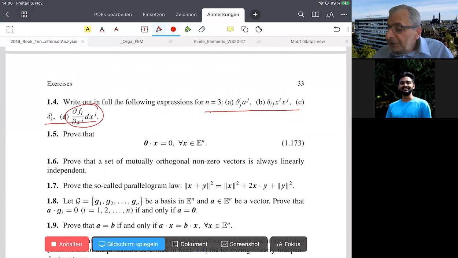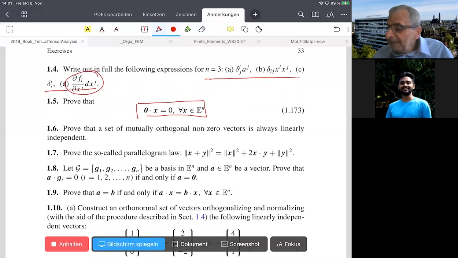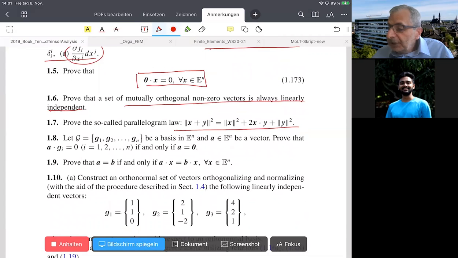We also discussed the scalar product with the zero vector. Prove that a set of mutually orthogonal non-zero vectors is always linearly independent. This is very important, because as a result of the Gram-Schmidt procedure we got orthonormal vectors, but we have to prove that they are linearly independent. The parallelogram rule you know from the school program; please do this exercise. If you have some problems, we will discuss it with the scalar product. This exercise is very important.